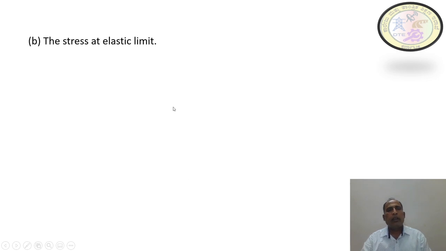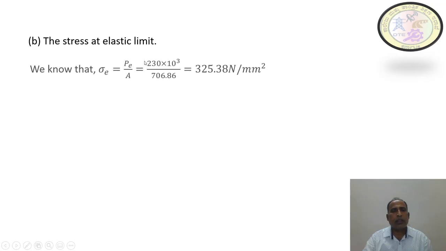Then B, the second one, is stress at elastic limit. As we know, stress at elastic limit is the ratio of load at elastic limit by original cross-sectional area. The load at elastic limit is given, that is 230 kilonewton, that is 230 into 10 raised to 3 Newton divided by 706.86, the original cross-sectional area. So the stress at elastic limit is 325.38 Newton per mm square.